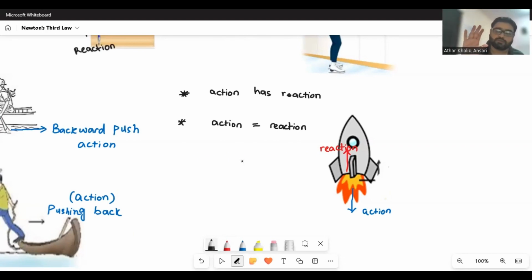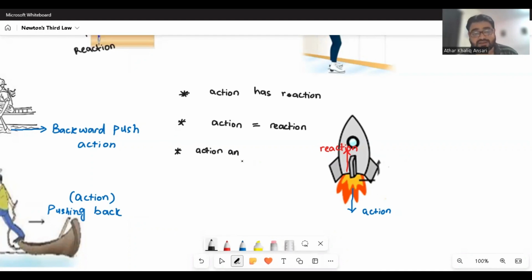If you push the corner of the table with your hand, you will feel a little pain. But if you push harder, your action has more force, so in the reaction you will feel more pain, so that will give you the same type of reaction. So action and reaction are equal. And the third thing that is very, very important: action and reaction are on two different objects.